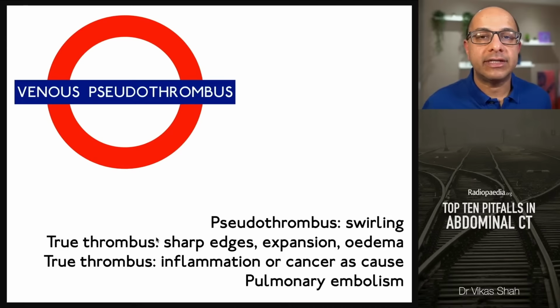So think about, for example, a deep vein thrombosis of the lower limbs. You get swelling of the lower limb and expansion of the tissue spaces. Think about the cause of true thrombus. Is there any sign of inflammation, such as sigmoid diverticulitis leading to portal vein thrombosis, or is it underlying cancer or a prothrombotic disorder? And think about downstream, are there any features of pulmonary embolism?